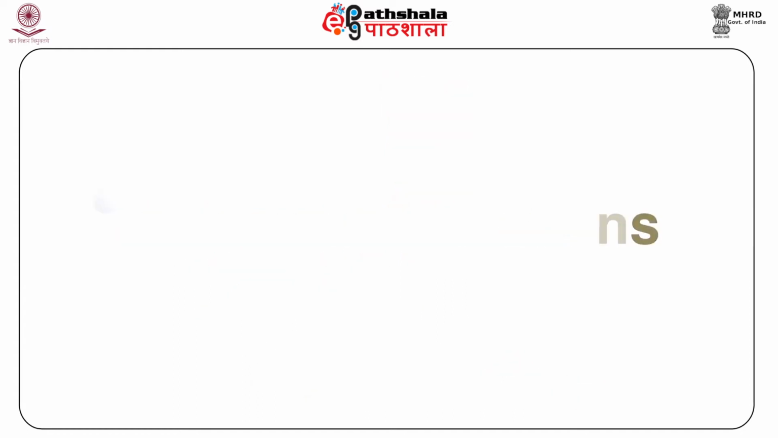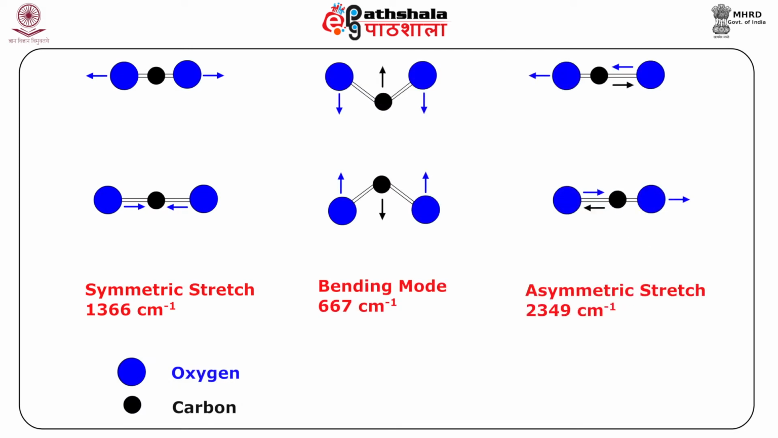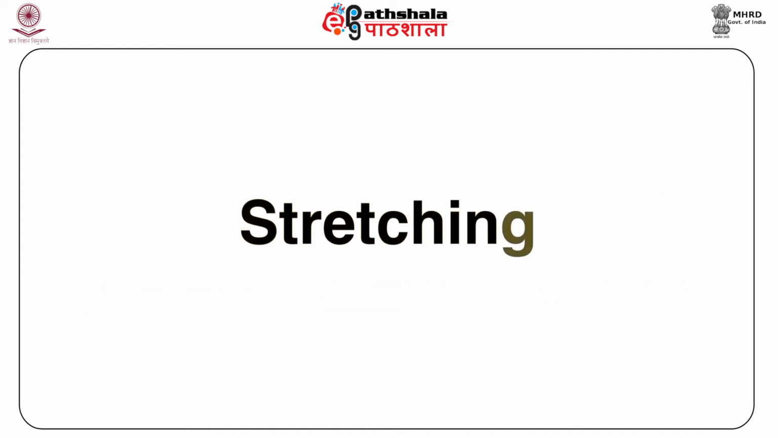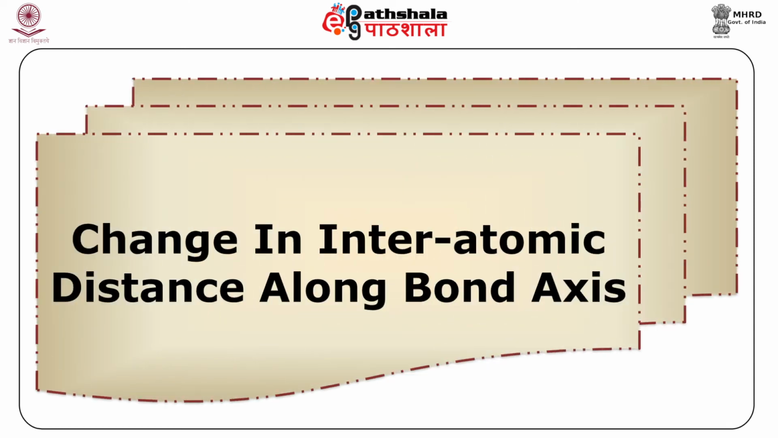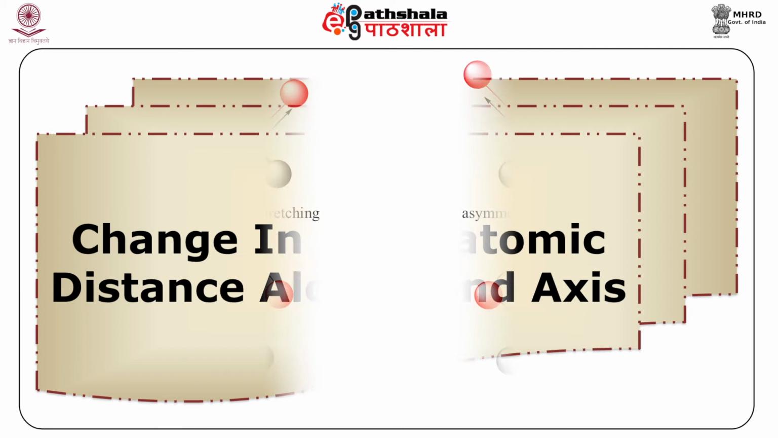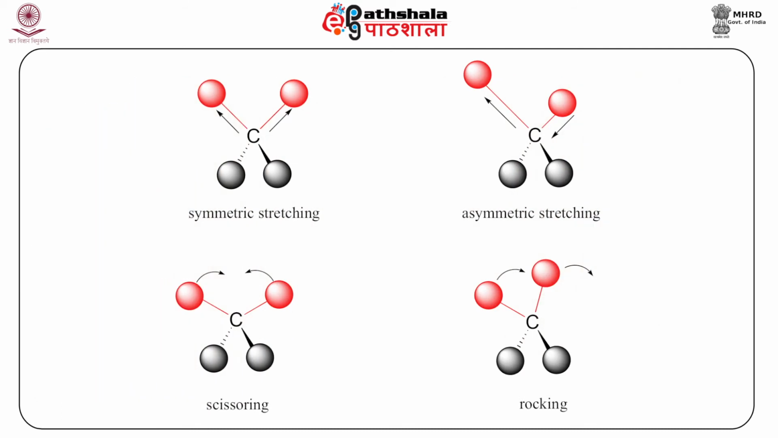Molecular vibrations. The positions of atoms in a molecule are not fixed. They are subjected to an amount of various vibrations. Molecular vibrations come under two different classes: stretching and bending. First is stretching, a change in interatomic distance along the bond axis. It is of two types: symmetrical and asymmetrical.